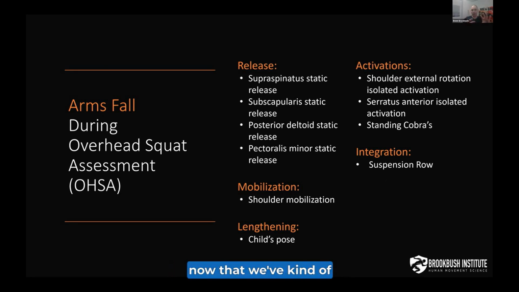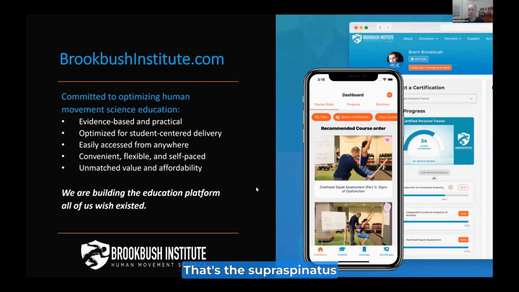Hopefully now that we've influenced all of the activity and length of these structures, with this suspension row we're getting really good movement patterns and we can start strengthening and reinforcing this new thing. And there you guys go. That's the supraspinatus in a nutshell.